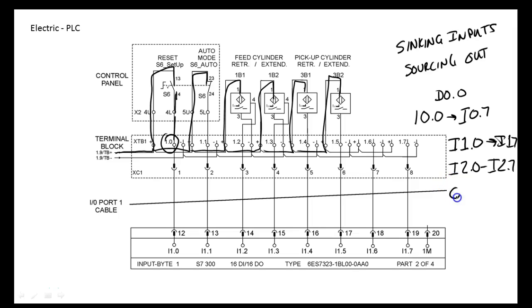The outputs are going to be called Q3.0 through what? Q3.7. So on our terminal boards, they don't put that because they don't have to, because if that's a 3 or a 4, we know it's an output. If it's a 0, 1, or 2, we know it's a what?